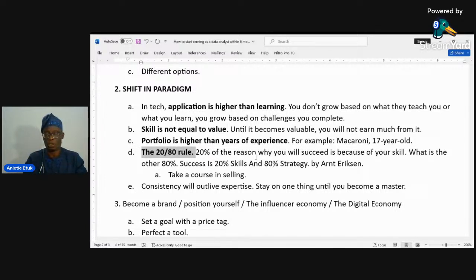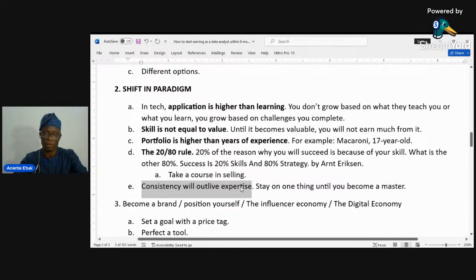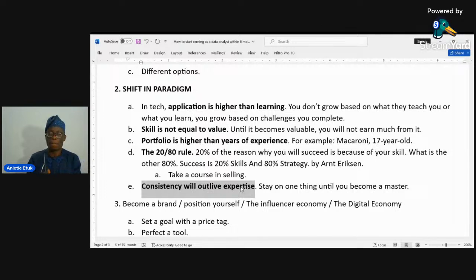If this foundation is not built, the making money part will just sound like, is it possible, is it not possible. Then the next thing we need to look at, the next paradigm we need to shift, is this: consistency will outlive expertise. You may know how to do something, but what will make you succeed over time is your ability to stay on that particular expertise.